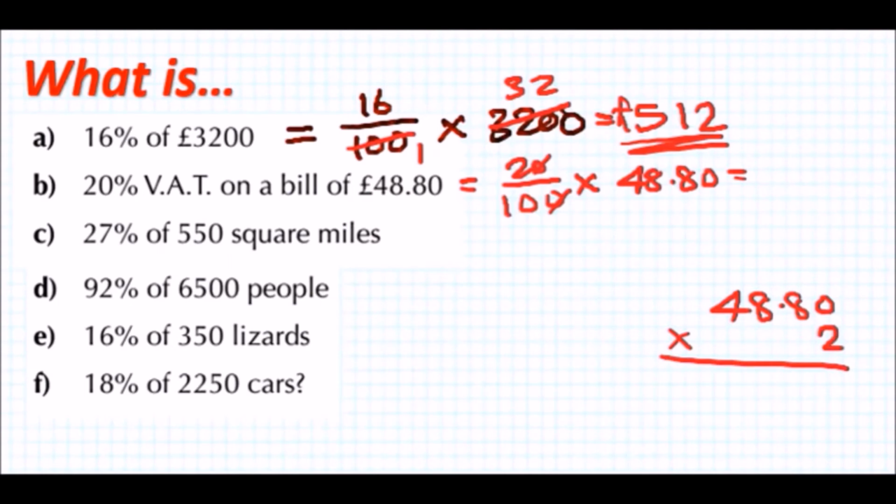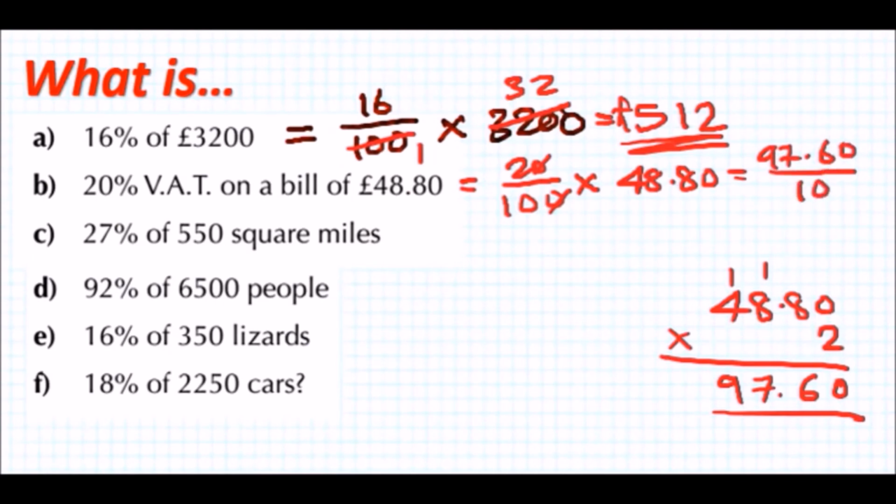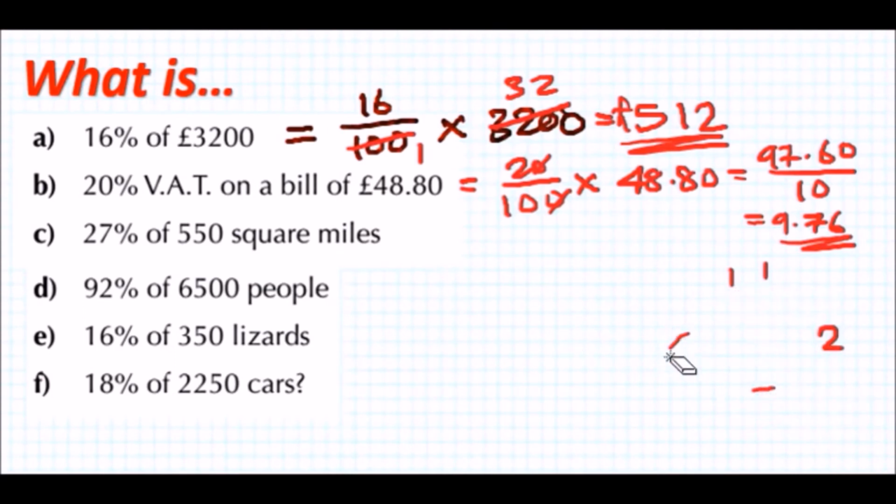This should give us the following. 2 times 0 is nothing. 2 times 8 is 16. 2 times 8 is 16, plus the 1 is 17, and 2 times 4 is 8, plus 1 is 9. So we're going to get 97.60 over 10. Because you're dividing by 10, you can move the decimal one place to the left. So your answer is going to be 9.76. The answer is £9.76. Okay, let me just move this out of the way. Now, let's move on to the next part.